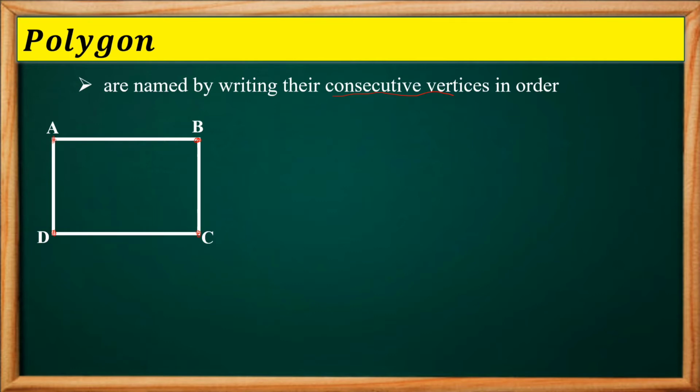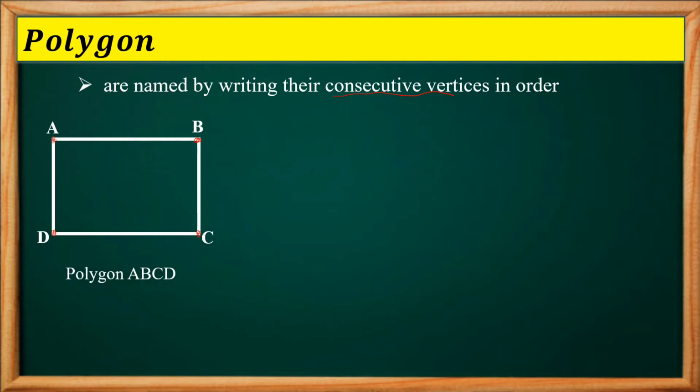Example, si A at saka si B magkasunod. B at saka si C magkasunod. Or si D at saka si C magkasunod. Or si A at saka si D magkasunod. Okay, according to this figure, that is the consecutive vertices. Okay. In naming the polygon, write their consecutive vertices in order. Ibig sabihin, pagkasunod-sunod according to the figure.